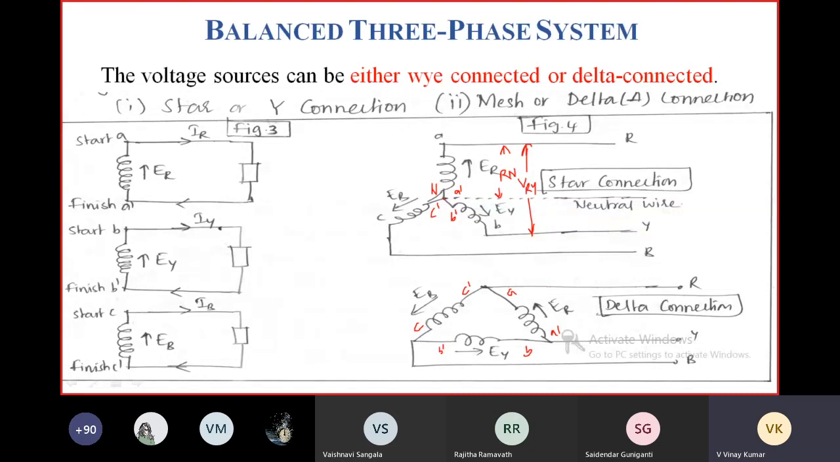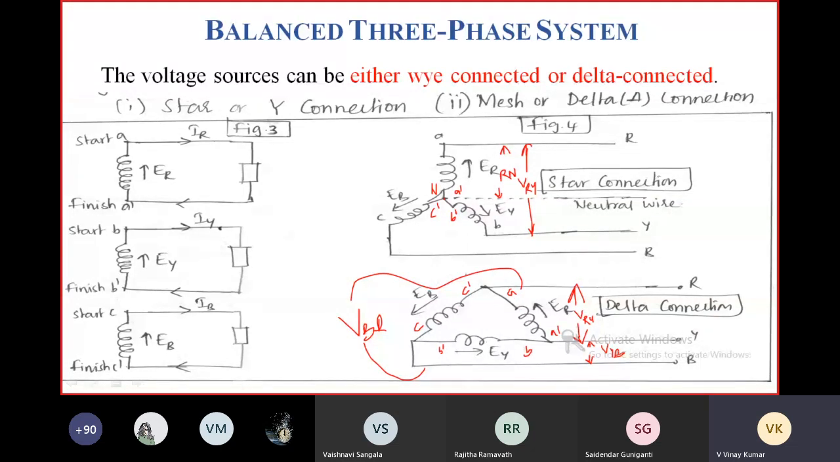Coming to delta connection, the voltage between line to line is called line voltage, that is VRY. You can also have line voltage like this. The voltage between these two is also called line voltage, which is VYB. You can also have the voltage between these two lines, which is VBR. But here the voltage across this phase is phase voltage. The voltage across this phase is also phase voltage.